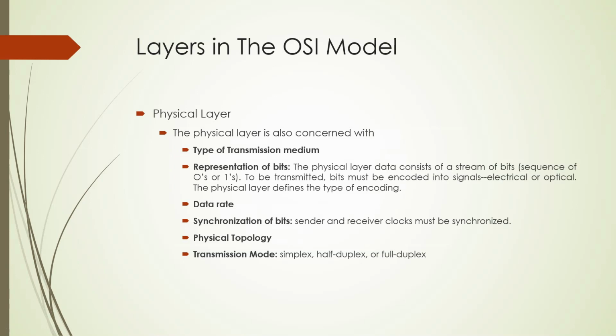Also, synchronization of bits, which means if I am sending a 1 and a 0, it cannot happen that the receiver will receive the 0 first and then the 1. It will have to receive the 1 first and then the 0. So the synchronization of the data bits from the sender side to the receiver side will be maintained with the help of the physical layer. Also, the physical topology is the concern of the physical layer, which means what topology we are using, either a star topology or a bus topology. These things will also be overseen by the physical layer. Again, the transmission mode as well: simplex, half duplex or full duplex. So what transmission mode we will use will also be governed by the physical layer.